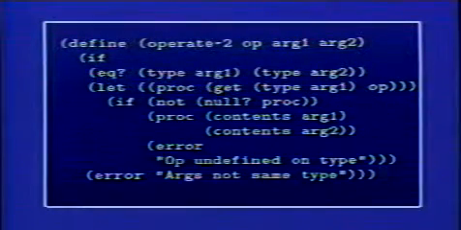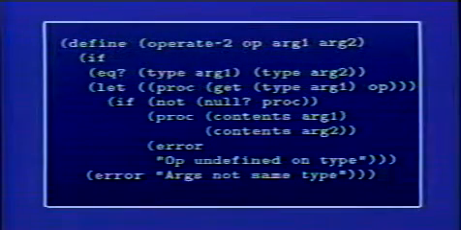Well, the first thing we're going to do is check and see if the 2 arguments have the same type. So we'll say, is the type of the first argument the same as the type of the second argument? And if they're not, we'll go off and complain and say that's an error. We don't know how to do that.